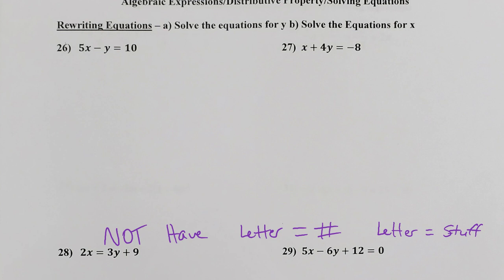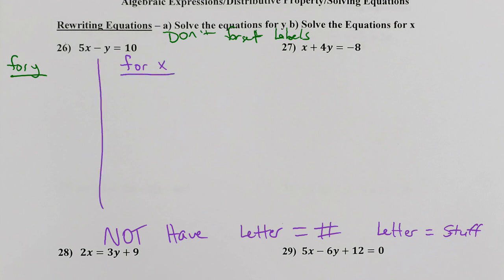All right. So remember, the biggest mistake I see here is that people forget to label. Don't forget your labels. Or you have to tell me that you're purposely going to get y by itself in one part. In part B, you're going to get x by itself in another part. Right? They're two separate things.